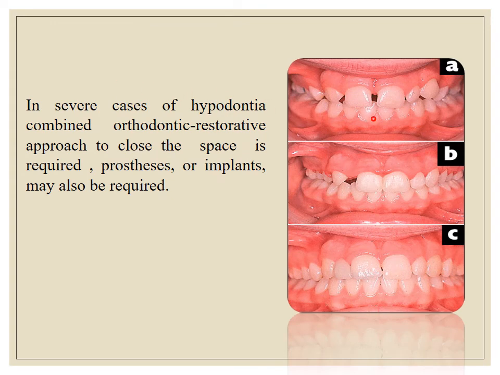In severe cases of hypodontia, we should have a combined orthodontic and restorative approach to close the space by using a prosthetic, or by using an implant. Any one of them may be required, as we may see here. This is a congenitally missing lateral incisor. There is spacing between the teeth, so the first step is to consolidate the space between the two centrals, and so we will have enough space for the lateral. Then we use an artificial tooth, whether it is an implant or a bridge or whatever, to close this space.